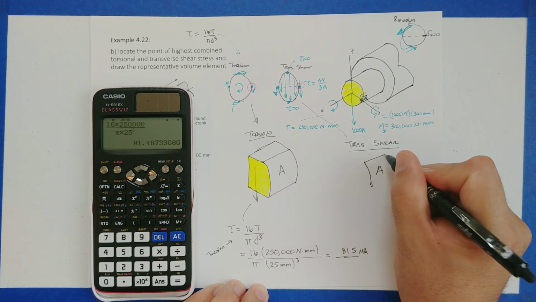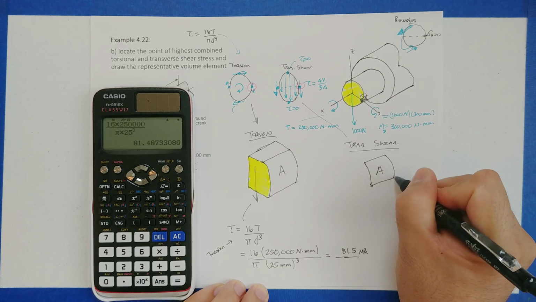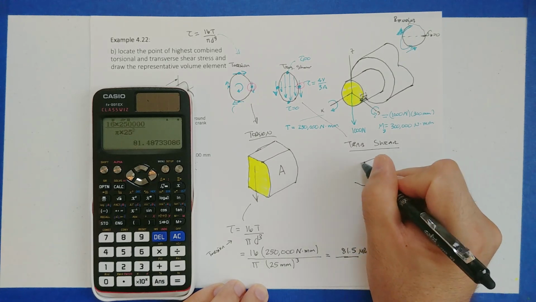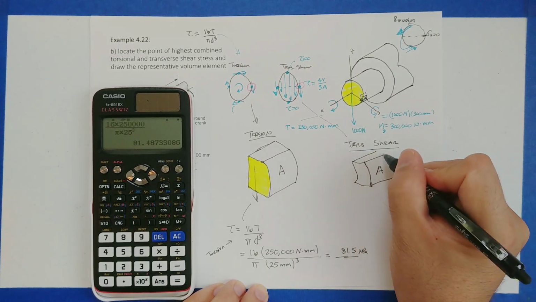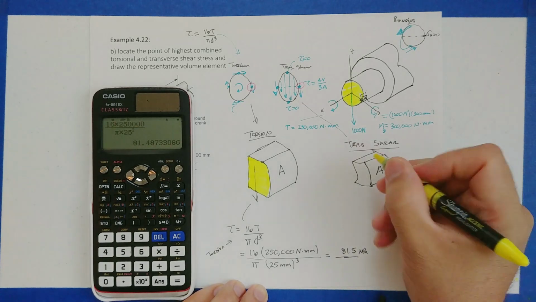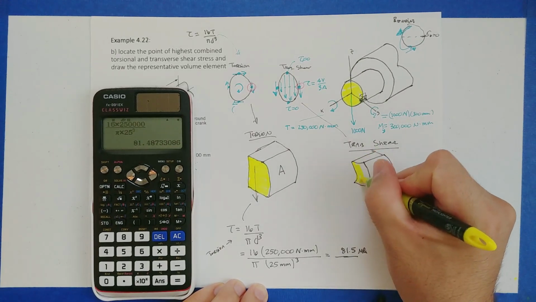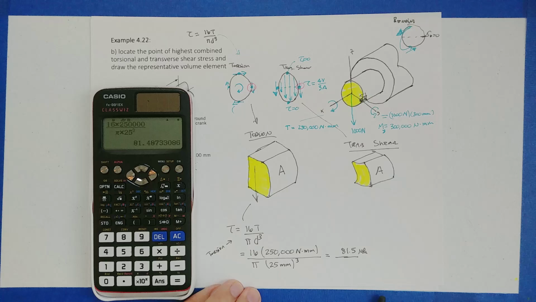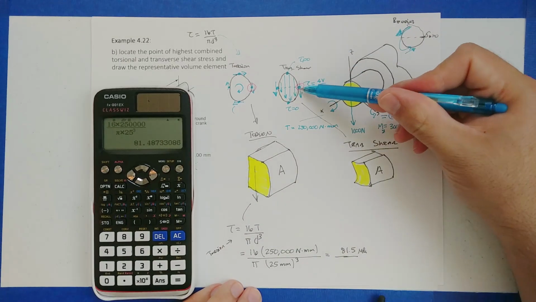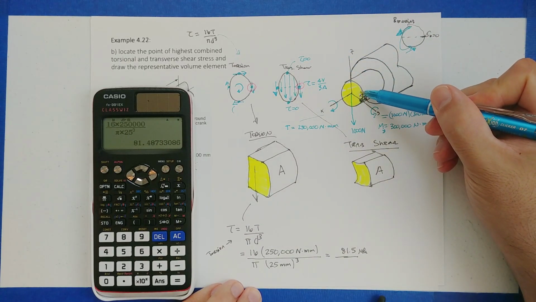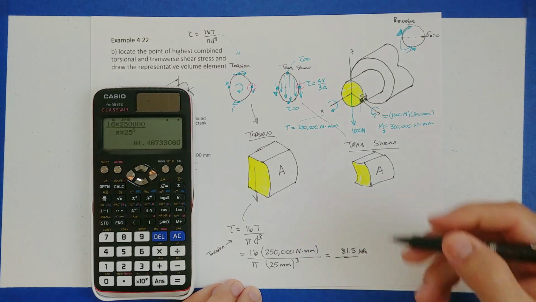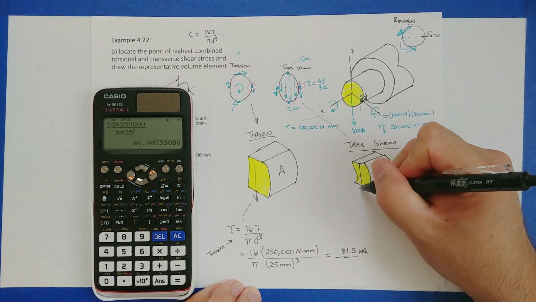This is A. That's the face that we're looking at. And then we look at the direction of this arrow, right? This transverse shear is passing straight down, which means right on this face, we have an arrow going down like that.